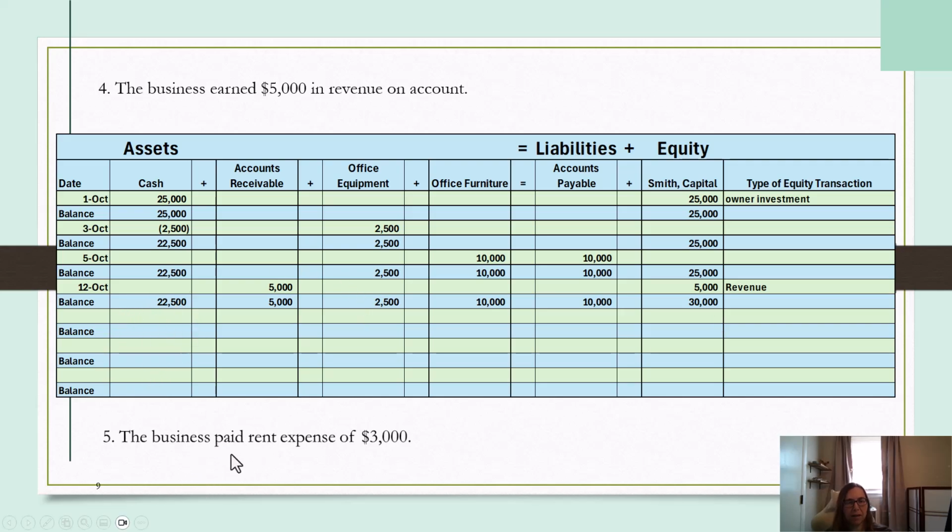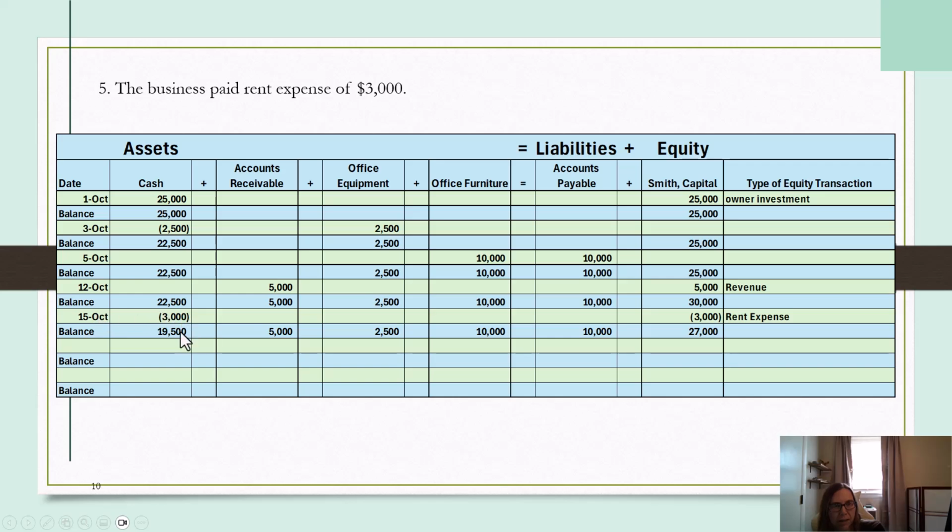It says they paid it, so just assume they paid with cash, which in real life would more than likely be a checking account. But we're just going to assume when it says paid, it means paid cash. Okay, so this is what it would look like. We would have a negative 3,000 under cash, and that would bring the cash down to 19,500. We would bring all the other balances down, and then under capital, we would show 3,000 as a negative, and we would have $27,000 left.